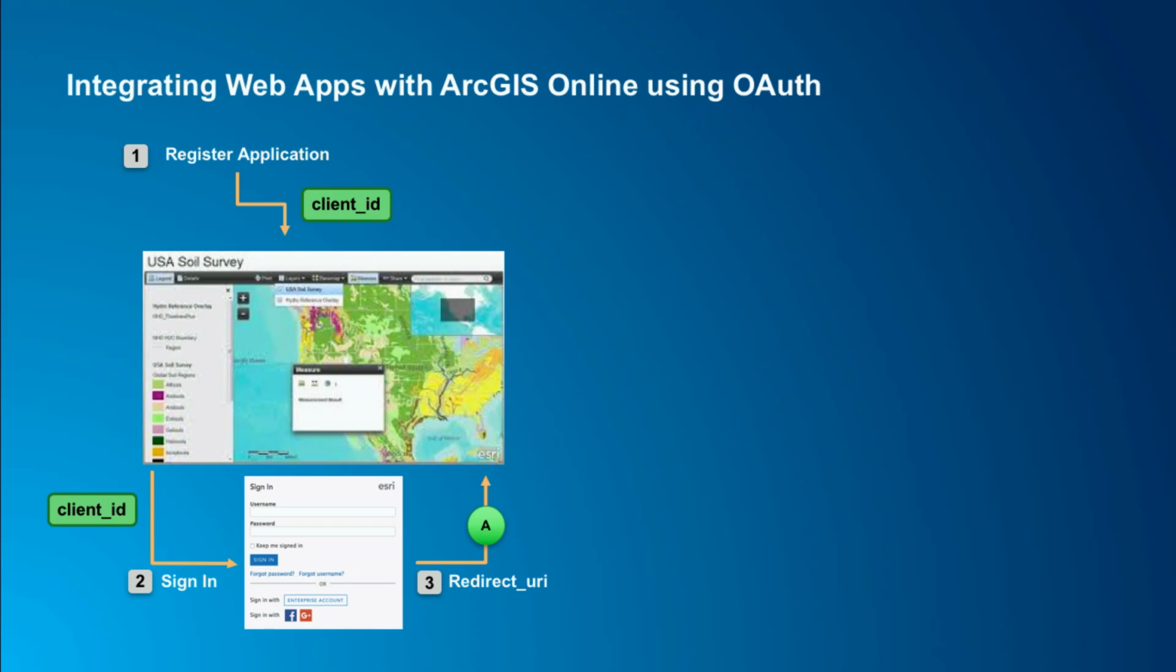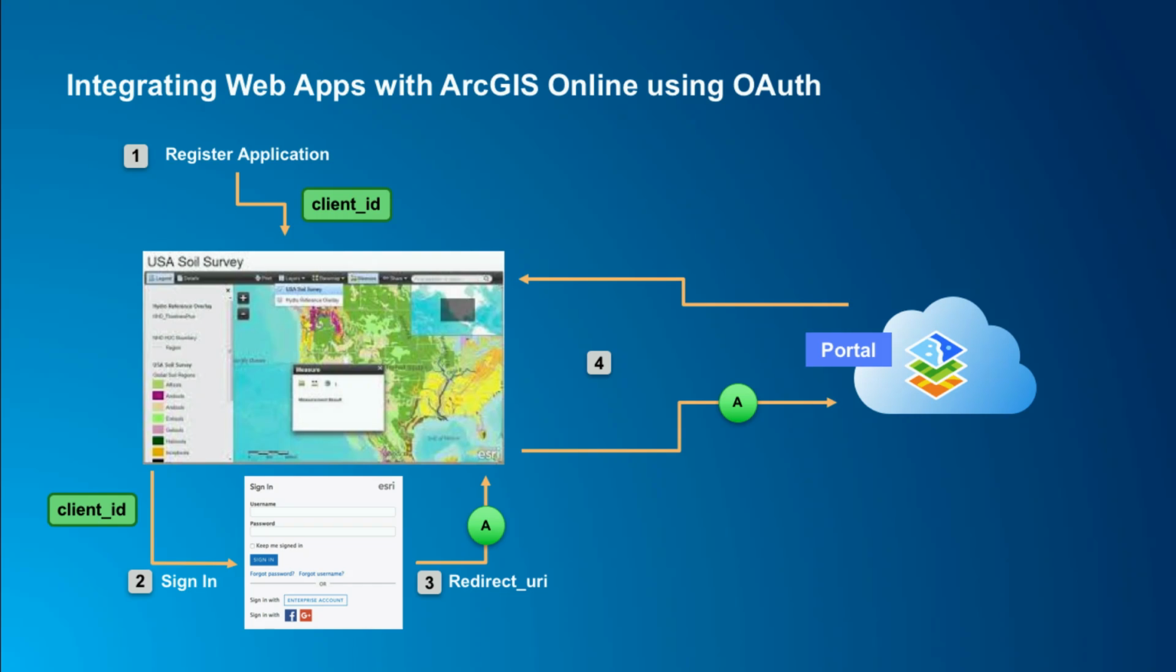That token, for a certain amount of time, allows you to use the portal services, all the hosted feature services, hosted scene services, etc. You use that token on behalf of the user to bring to life the application. Now, once the token has expired, the user has to log in again.